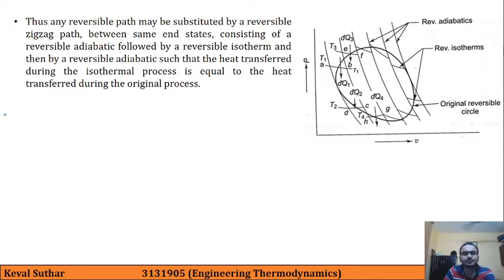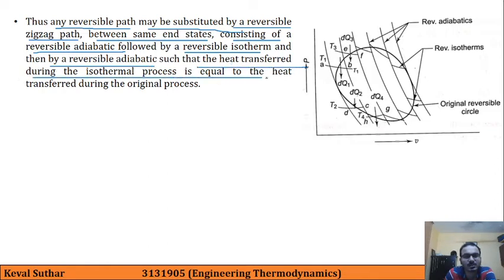So here, any reversible path, that was in our previous case it was I to F, may be replaced by a reversible zigzag path between the same end states, consisting of a reversible adiabatic followed by a reversible isotherm and then again by a reversible adiabatic, such that the heat transferred during the isothermal process is equal to the heat transferred during the original process.